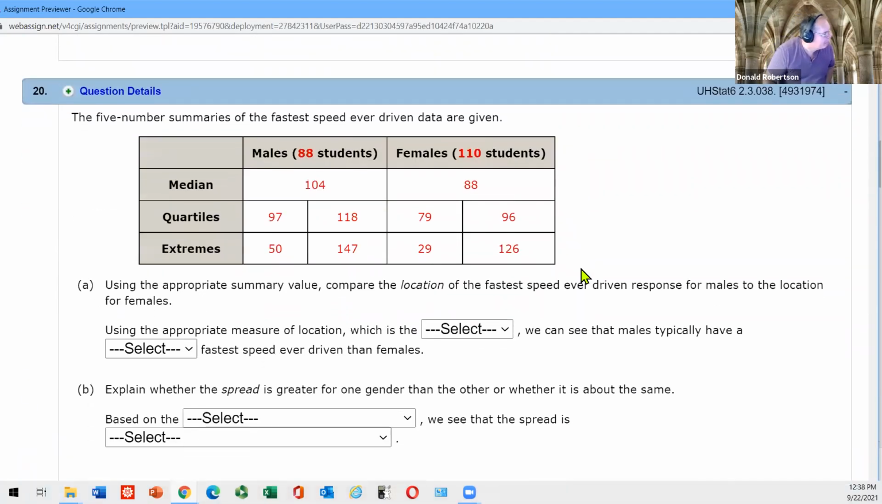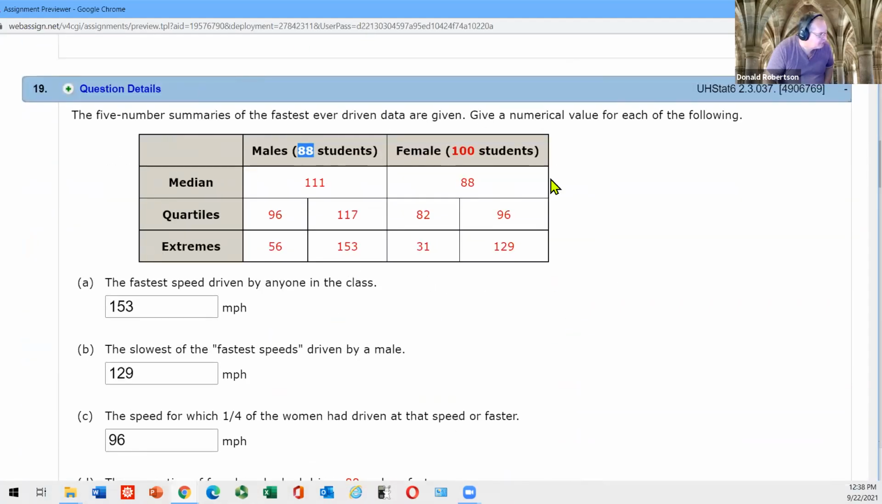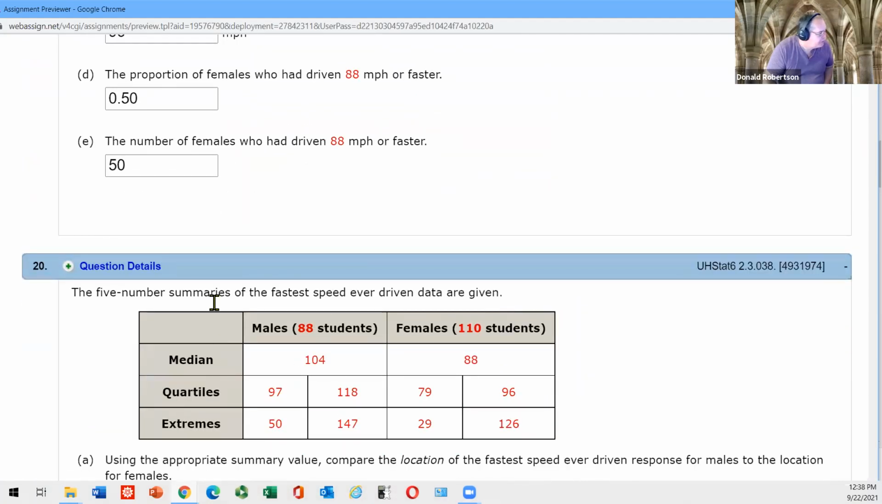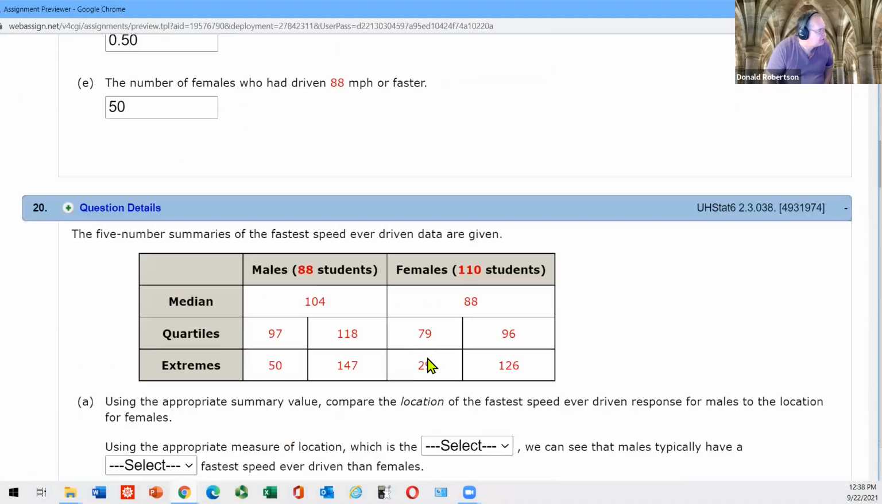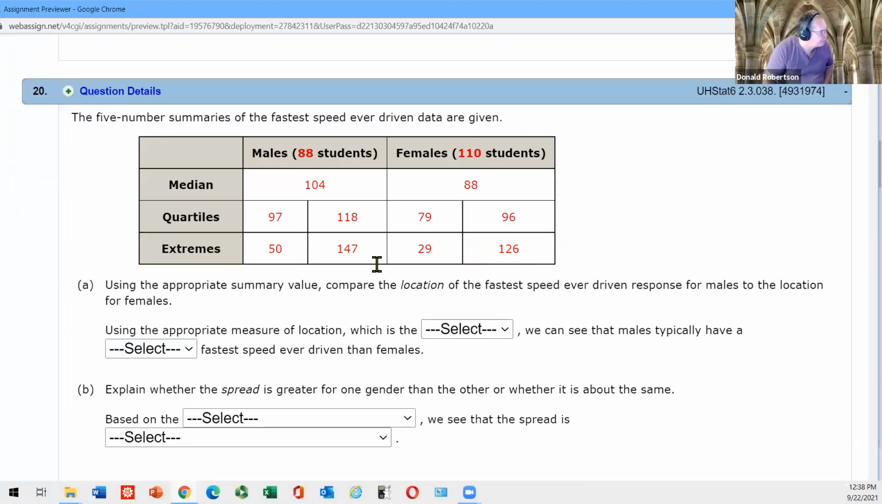Okay, this question 20 is basically a duplication of question 19, but with different numbers. Yes, it is. It just has different numbers. And you're not being asked to do numbers this time. You're being asked to use an appropriate summary. So using the appropriate measure of location, which is the median.